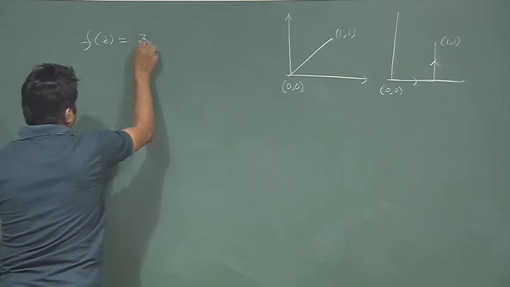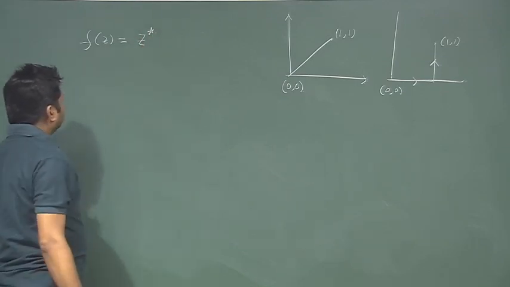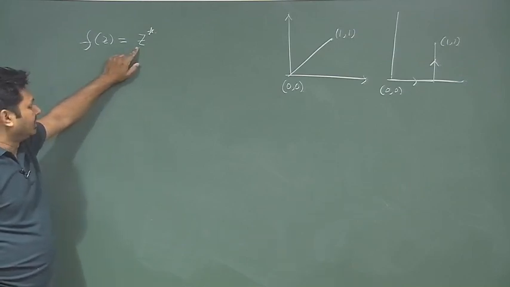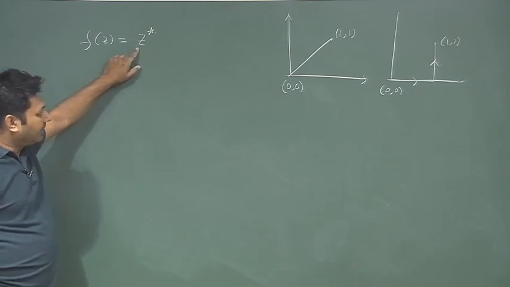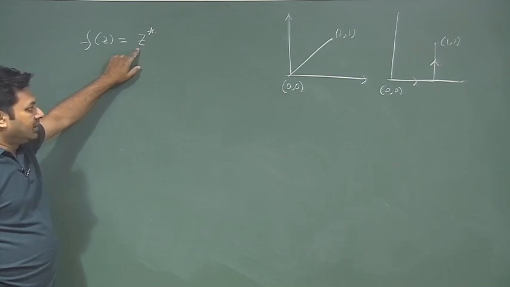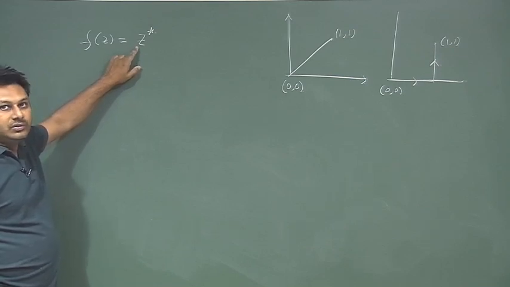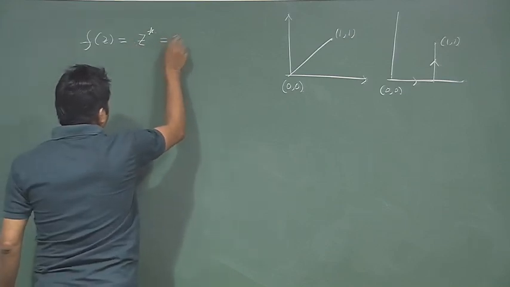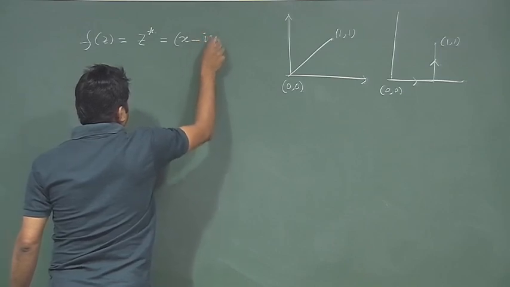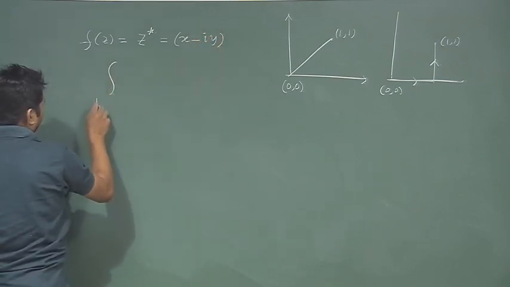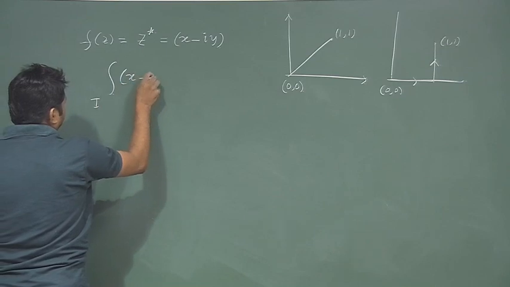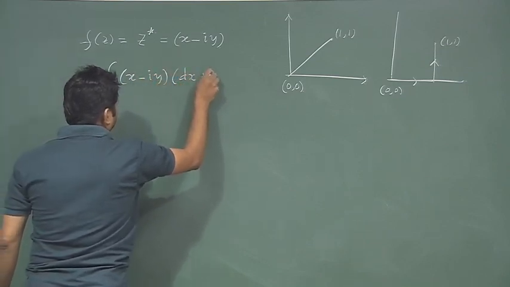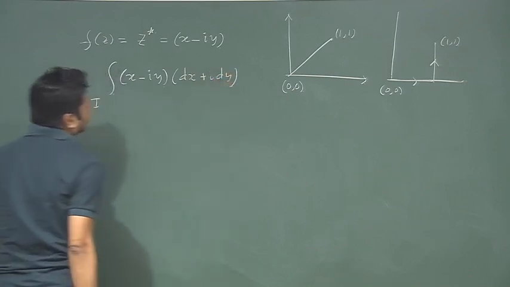So, my function f(z) is equal to z star. We know that z star is not an analytic function. So, that is why if I try to find the path integration, it is likely that the two values may not be the same. So, we try to do it quickly. That means it is x minus i y, and the integration over path 1 is x minus i y times dx plus i dy. This is the integration I have.